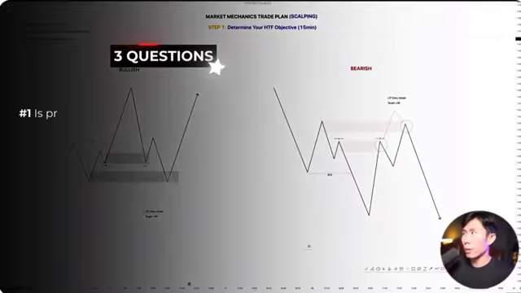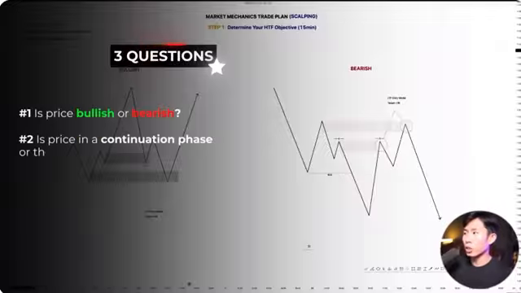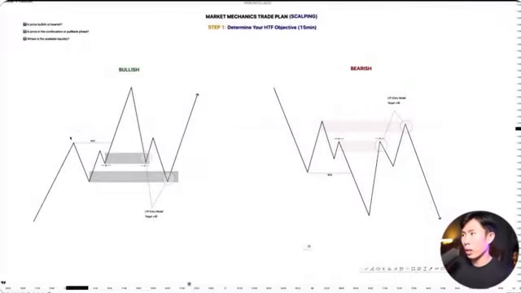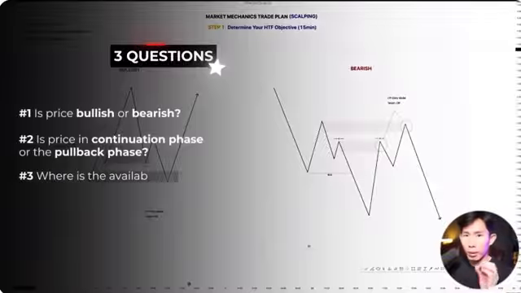Now, it really all comes down to just three simple questions. Firstly, ask yourself, is price bullish or bearish? And then once you have identified the trend direction, determine whether price is in the continuation phase or the pullback phase. If price has just created a break of structure, we are anticipating price to start pulling back. And the last question you want to ask yourself is, where is the available liquidity?